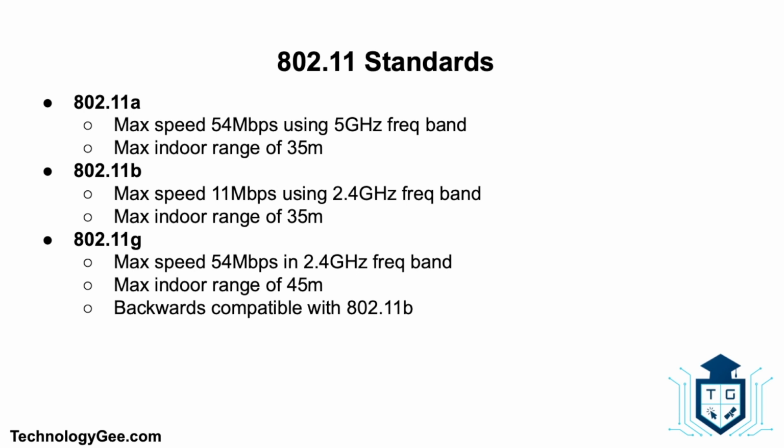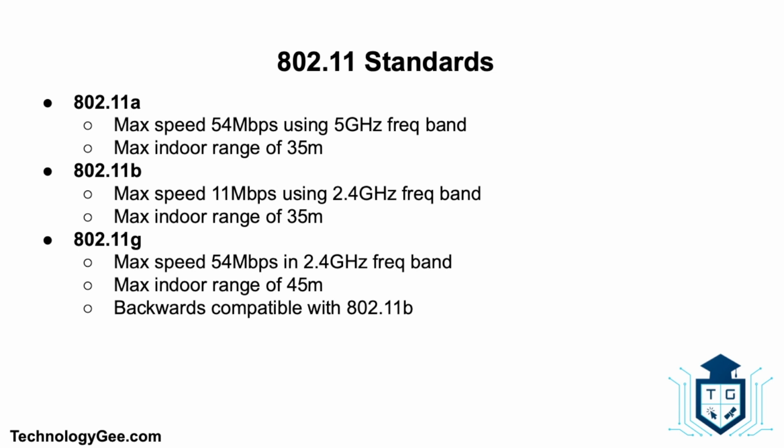So the first one we have is 802.11a, and it has a maximum speed of 54 megabits per second using the 5 gigahertz frequency band with a maximum indoor range of 35 meters. Then we have 802.11b that has a maximum speed of 11 megabits per second operating in the 2.4 gigahertz frequency band with a maximum indoor range of 35 meters.